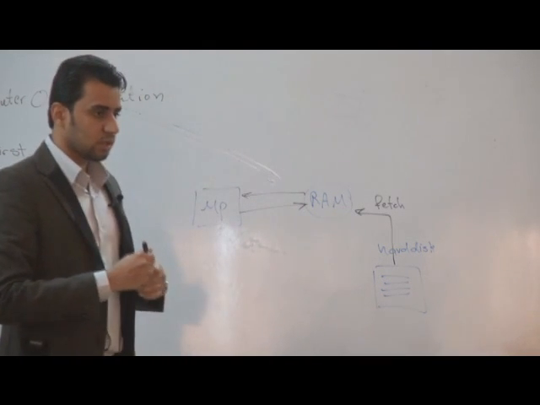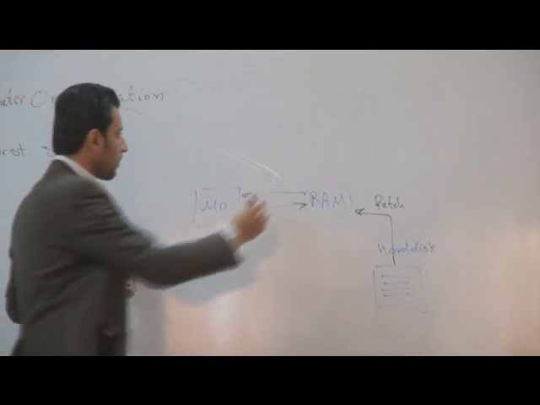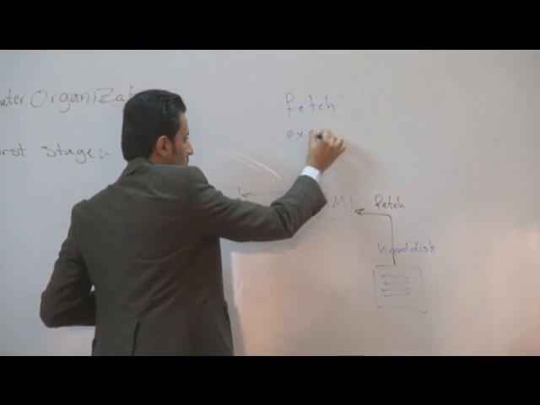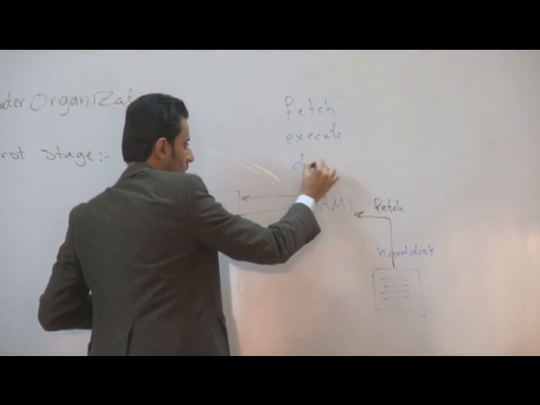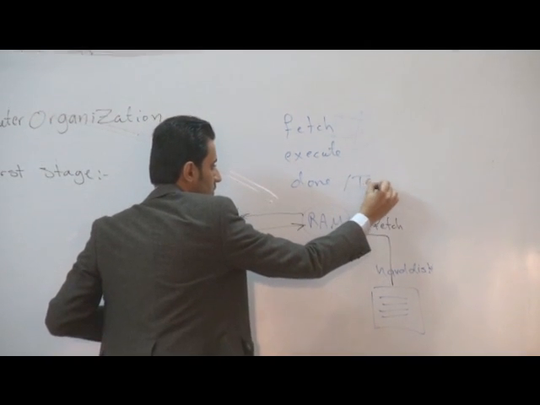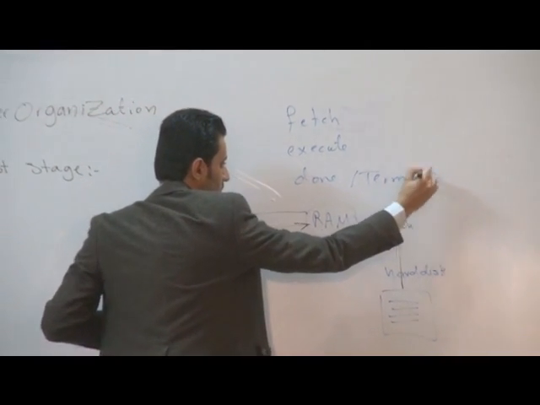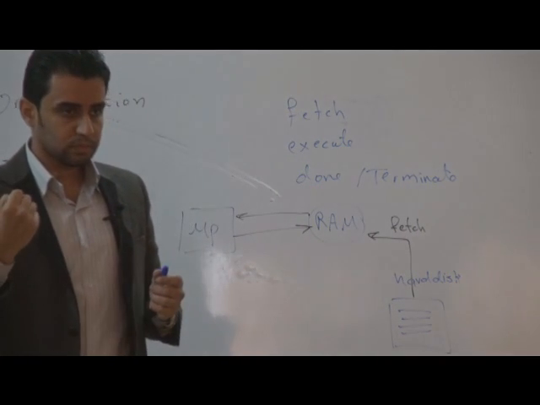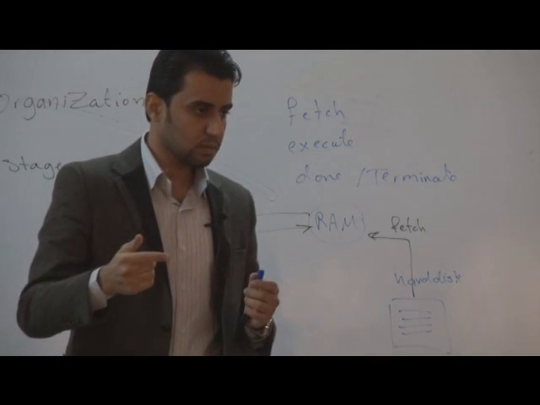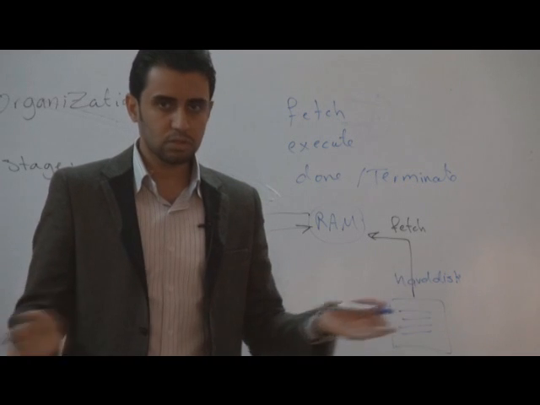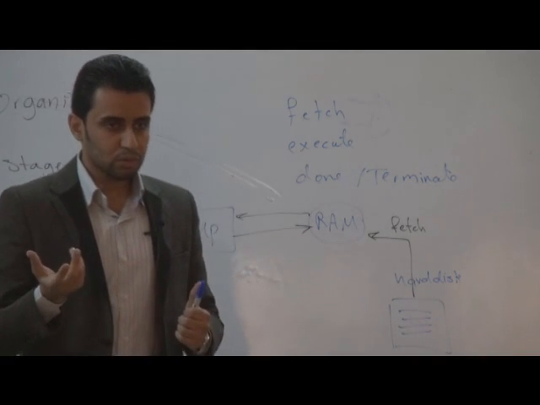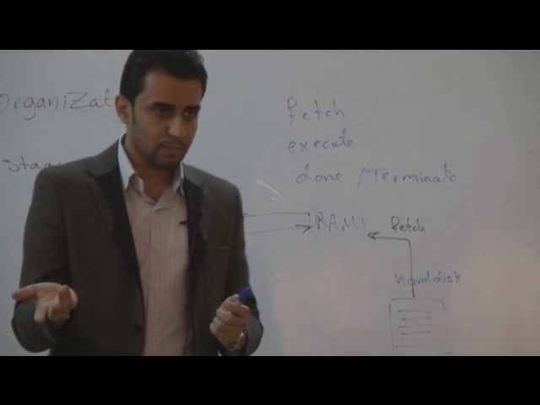So the instruction will go through 3 steps. Fetch, execute, and done, or terminate. Fetch the instruction, execute it or process it, then done, finished. Okay? So, when we finish, we want to show our result or not.